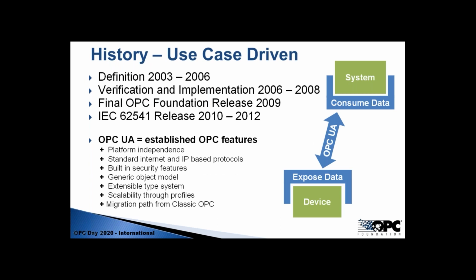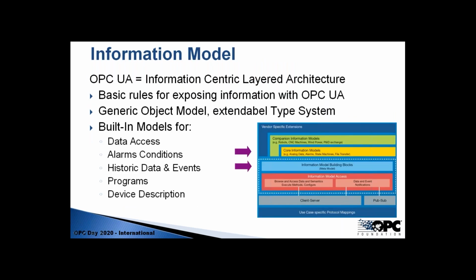This slide we have already seen. I want to concentrate more on the picture here. So OPC UA is all about a device that exposes data and a system that's going to consume the data. So the communication is one part, and the other part is the exposure of the information. And for that, we have the information model. It's an information-centric layered architecture, as you can see here on the picture, and I want to go through that picture in my presentation here.